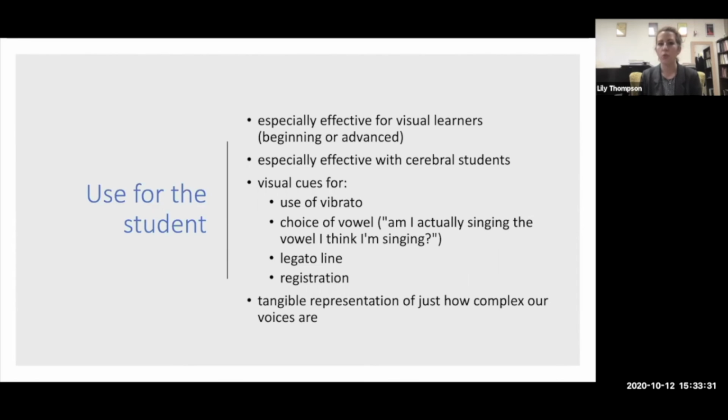There are visual clues for use of vibrato, for choice of vowel, things like, is the student actually singing the vowel that they think they're singing? Once you learn some of the vowel visualization patterns within the software, students can sort of hunt for those shapes and patterns while learning how they actually have to produce from a physical standpoint or from an auditory standpoint, understanding what they have to do to produce a certain shape, sound, timbre, vowel. There are visual cues for the legato line and for registration events, much like I mentioned on the teaching side.